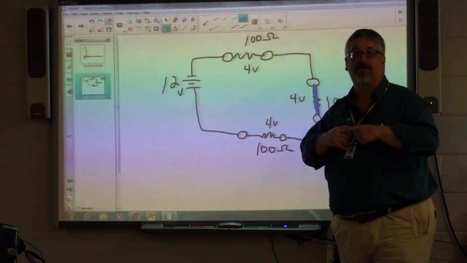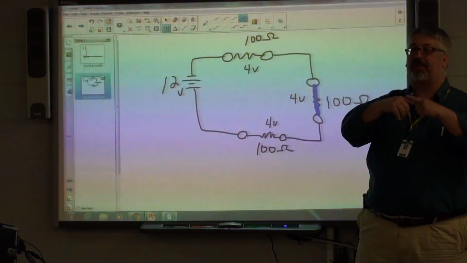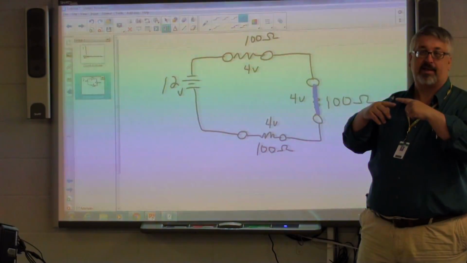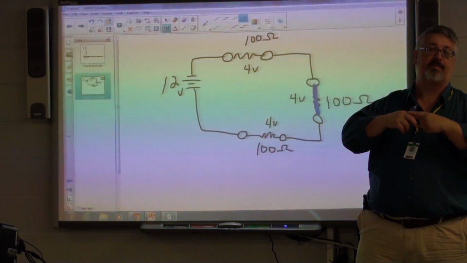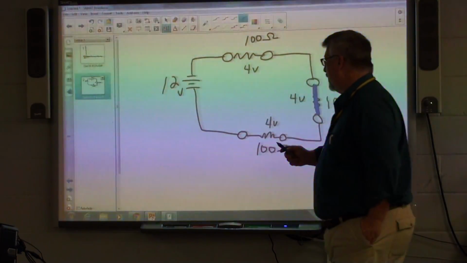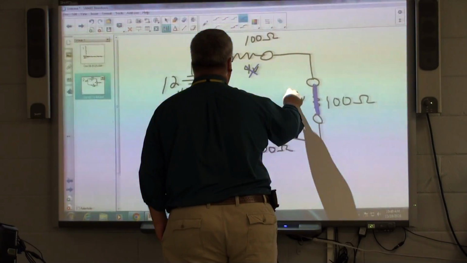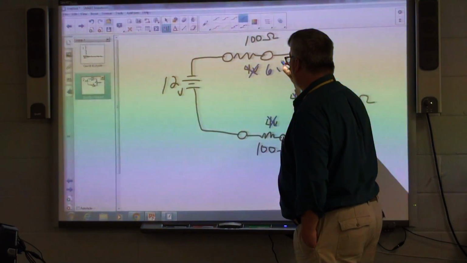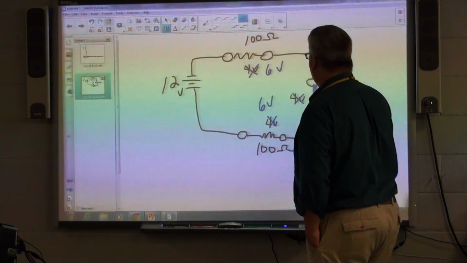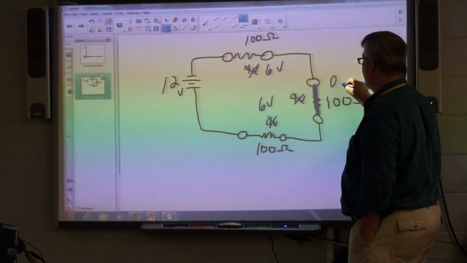Even though that resistor is still intact, path of least resistance is what the current's going to take, and a wire certainly has less resistance than a resistor, just by the very nature. So now what's going to happen to these 4 volt drops? This one will go to 6. This one will go to 6. What about right here? 0.